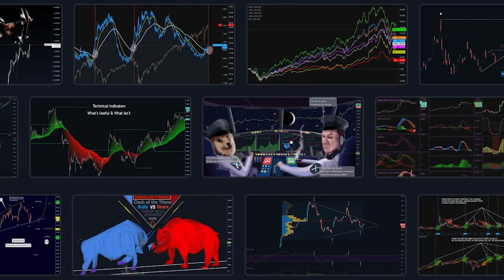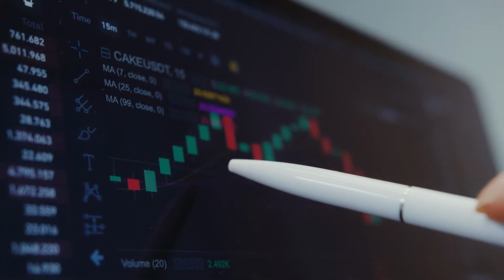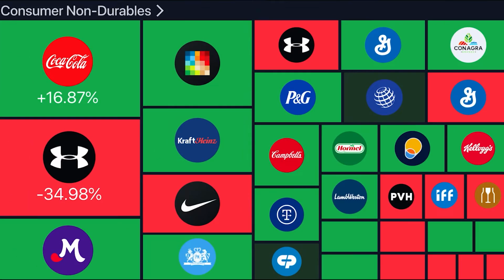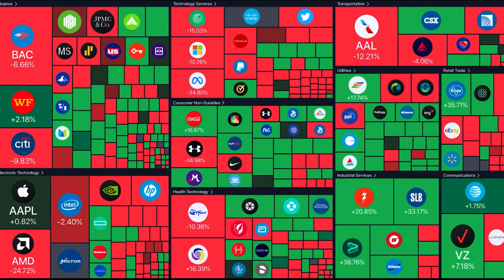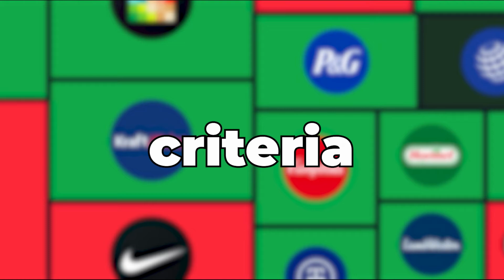You can also research top trading ideas from across the community, produce your own analysis and inspire others, or chat in real time. With TradingView's heat map, you can scan entire markets with one click, group them however you want to see them. With TradingView's scanner, you can filter assets based on any criteria you specify.